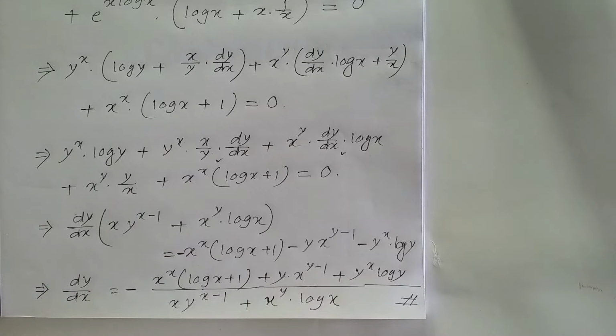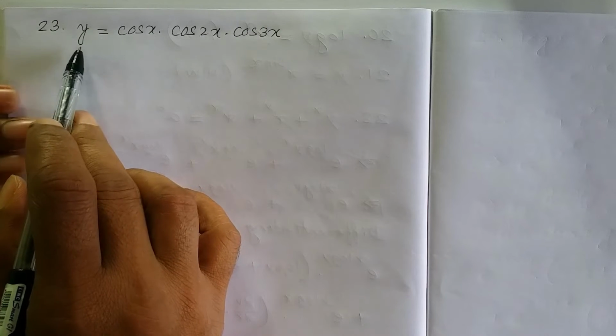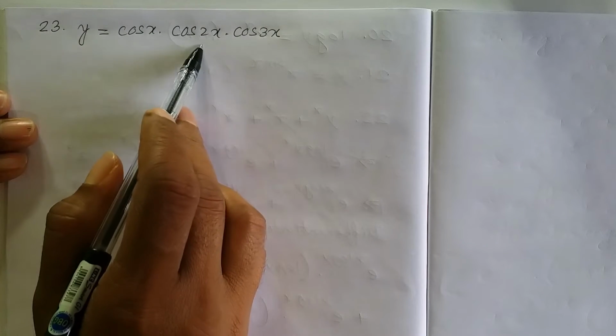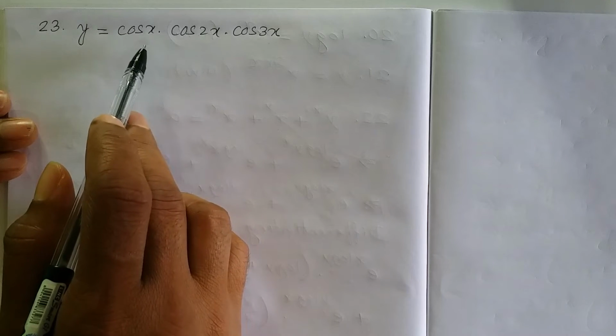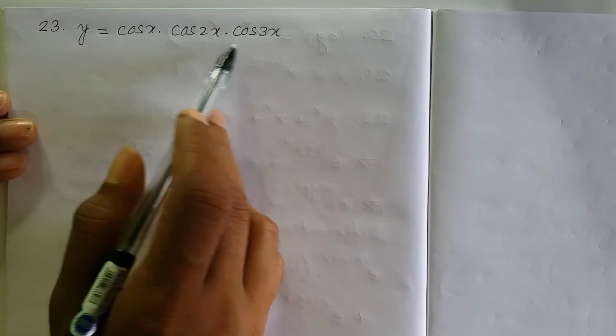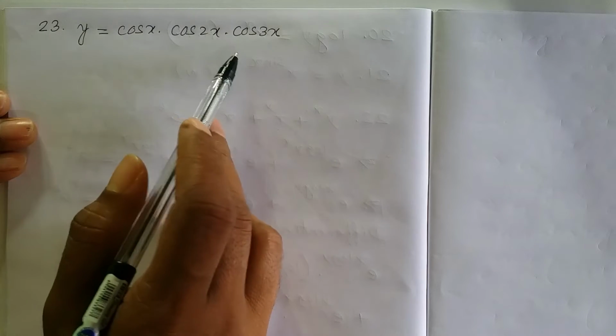So we come to another question. You see this question, y is equal to cos x, cos twice x, cos thrice x. You can solve this problem in two methods, by using logarithm or not using logarithm.